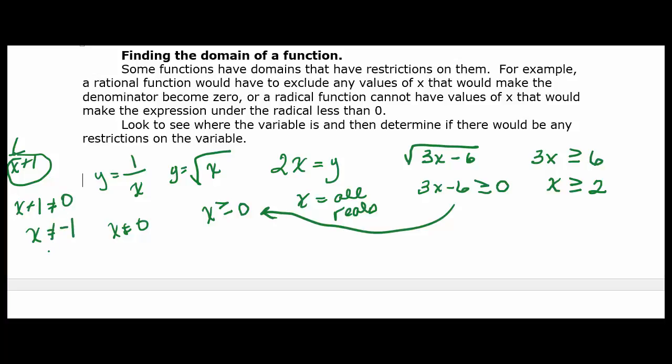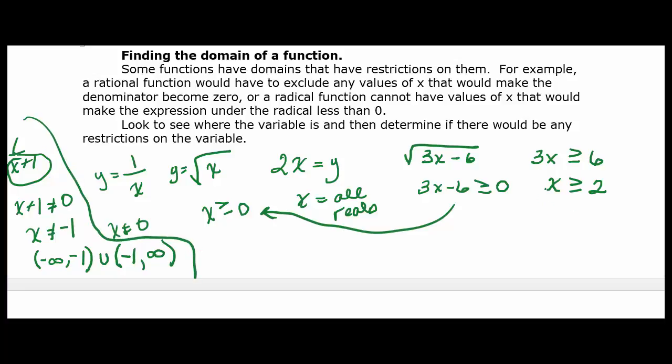And in interval notation, just a reminder, interval notation would say that I have negative infinity up to negative 1, but not including it, and then union, and I would start again at negative 1, so negative 1 to positive infinity. Okay, so this is all one problem.